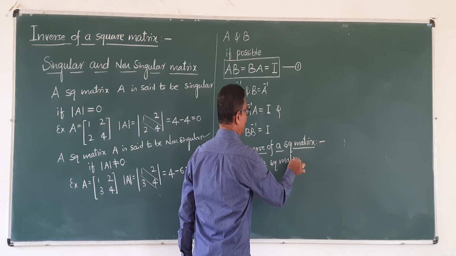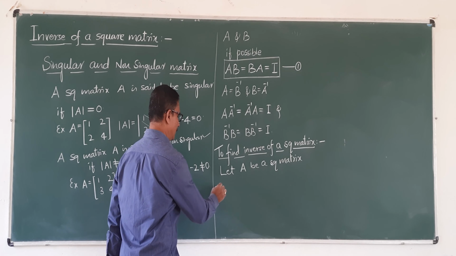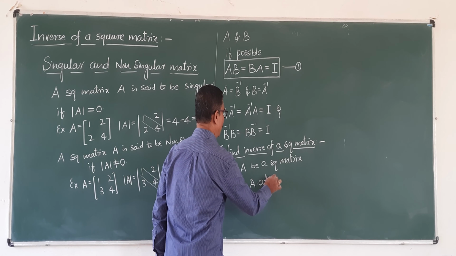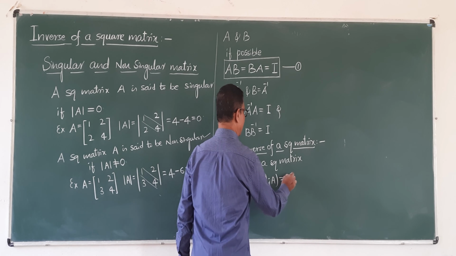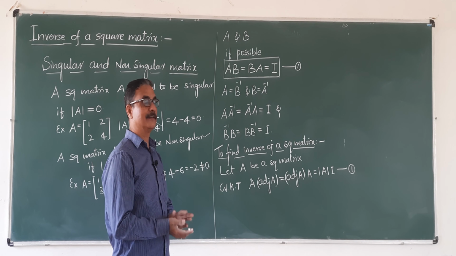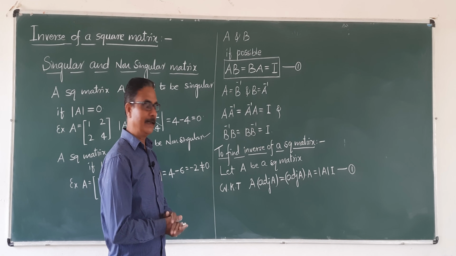Let A be a square matrix of order 3 cross 3. We know from the previous result, already verified, that A into adjoint of A is the same as adjoint of A into A, which is equal to determinant of A into I. Remember that concept.